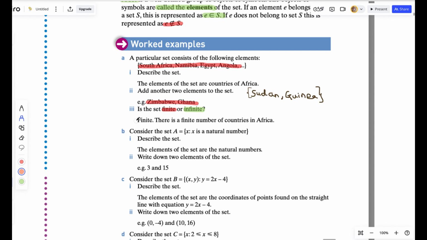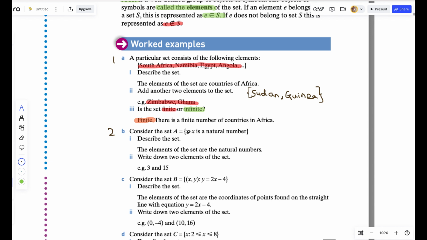So you write finite. You say the set is finite. This set of countries in Africa is a finite set, because it comes to an end. You can count all the countries in Africa and that will be an end to it. Now let's go to another question, question number 2, or you can call it question B. Assume this was question number 1.